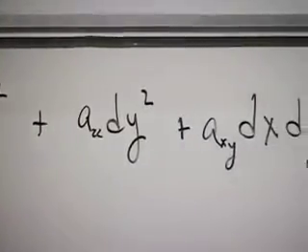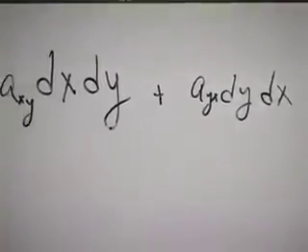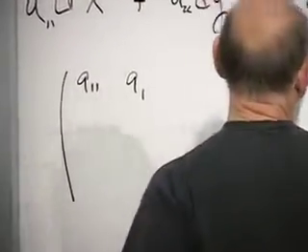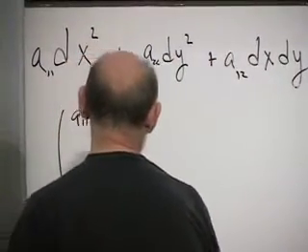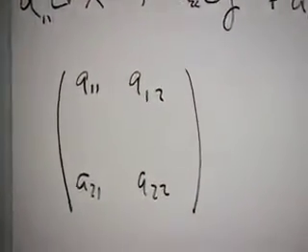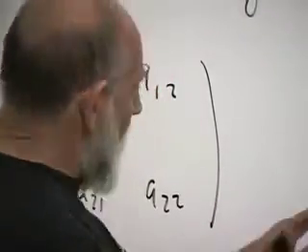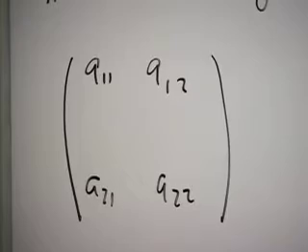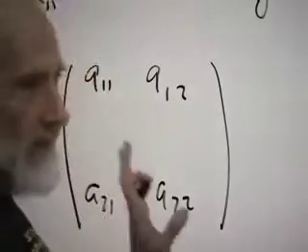Finally, I could display these coefficients A as a matrix. A11, A12, A21, A22. Just display them as a matrix. In fact, the matrix is called the metric. And this metric completely encapsulates what the distance between neighboring pairs of points are, in terms of 4 coefficients laid out as a matrix. This matrix is called the metric.